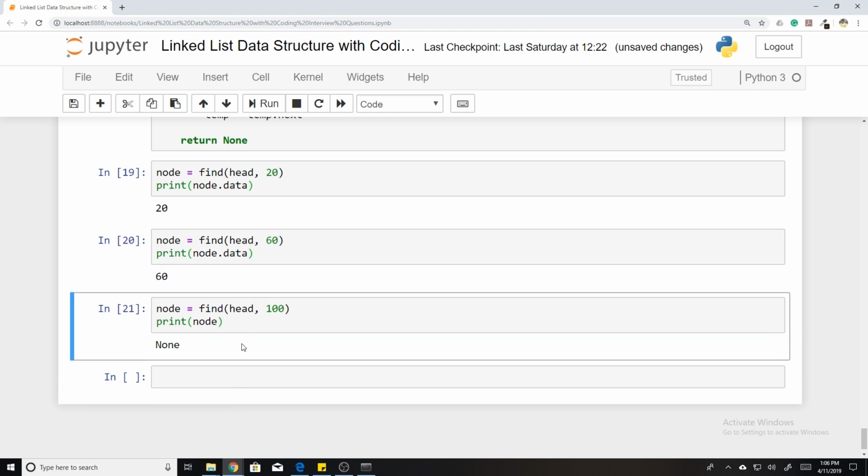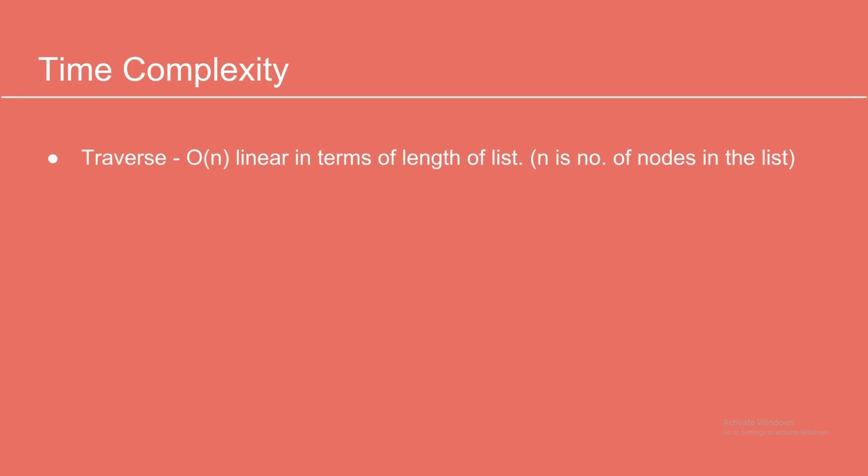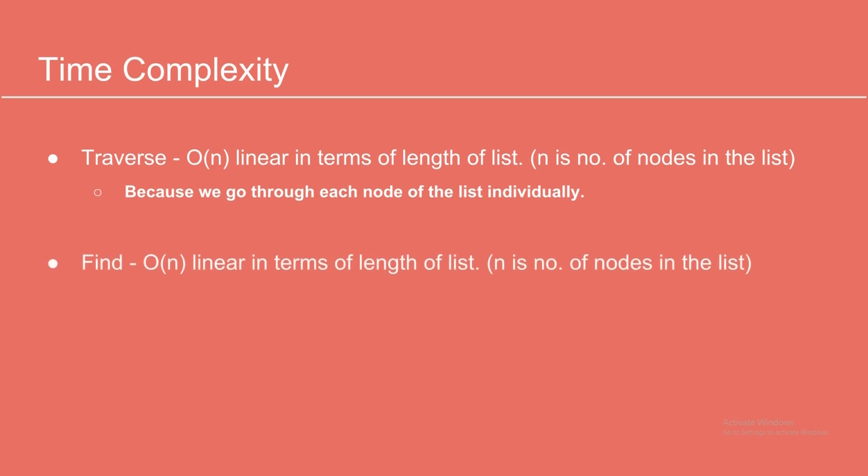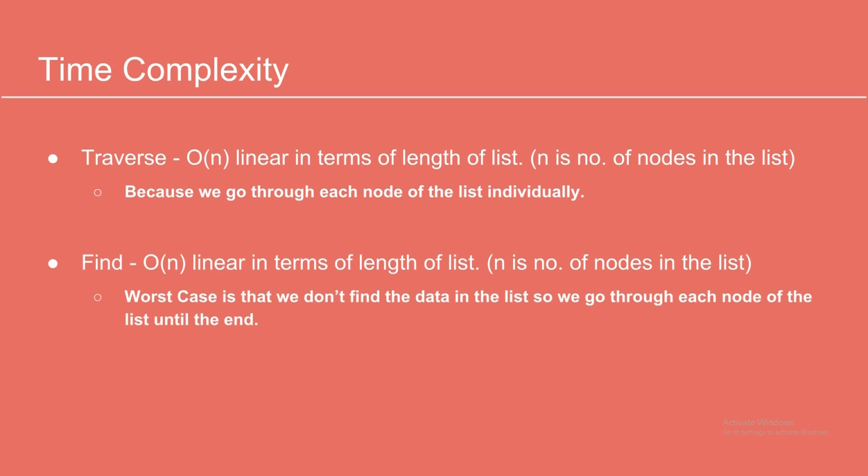So that's it. Now let us go through the time complexities of these operations. The time complexity of the traverse function is linear in terms of the length of the list, where n is the number of nodes in the list. Because we have to go through each node of the list individually. The time complexity of the find operation is also linear in terms of the length of the list, where n is the number of nodes in the list. This is because the worst case is that we don't find the data in the entire list, so we go through each node of the list until the end.